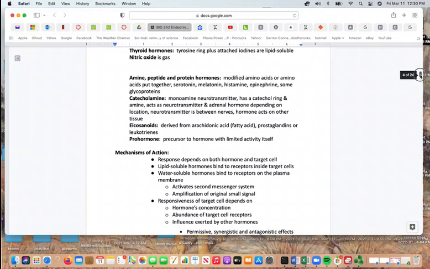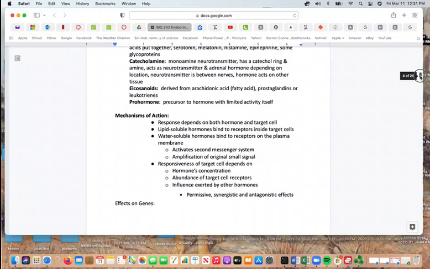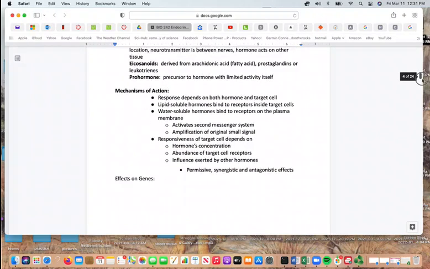And the eicosanoids, these are derived from arachidonic acid. It's a fatty acid that you get very easily in your diet. These would also include the prostaglandins or leukotrienes. So the prohormones, these are precursors to the hormones themselves. They generally have limited, if any, activity.